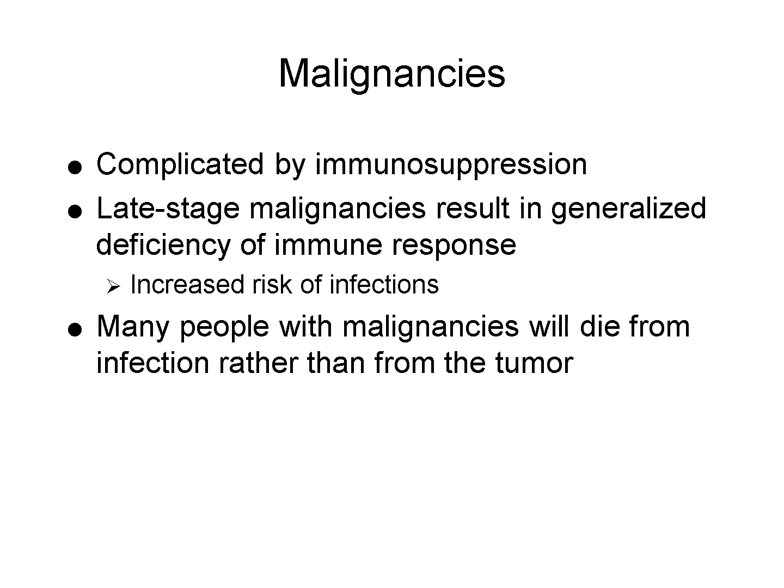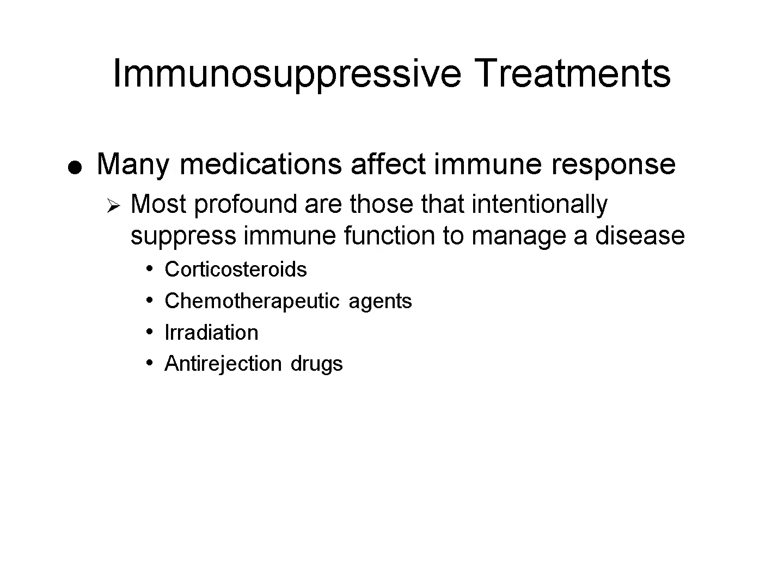immune defense in survival. Certain medications intentionally suppress the immune system to manage diseases such as autoimmune disorders or to prevent organ transplant rejection. Common immunosuppressive agents include corticosteroids, chemotherapy drugs, radiation therapy, and anti-rejection medications. Although necessary in many cases, these treatments can significantly weaken the body's ability to fight infections.